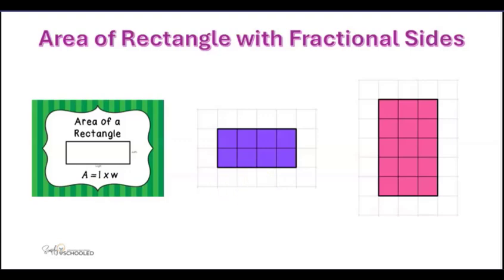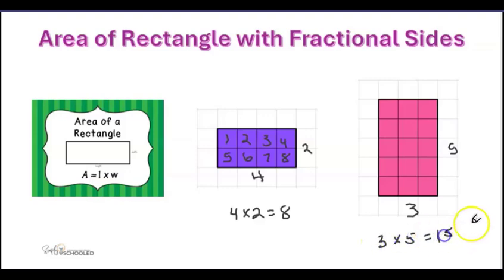So here's an example. In this example, the length is 4 and the width is 2. So 4 times 2 equals 8, and as you can see, there are 8 squares in the area. Here's another example. The length is 3 and the width is 5. 3 times 5 equals 15, and you can see that there's 3, 6, 9, 12, 15 squares in this area.